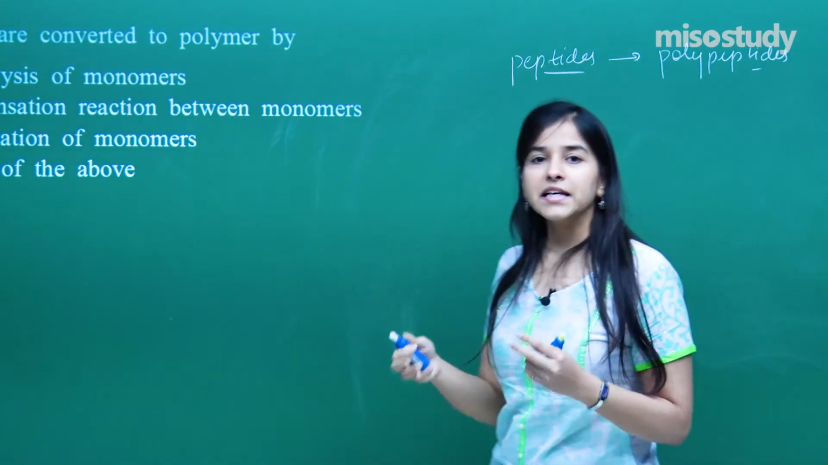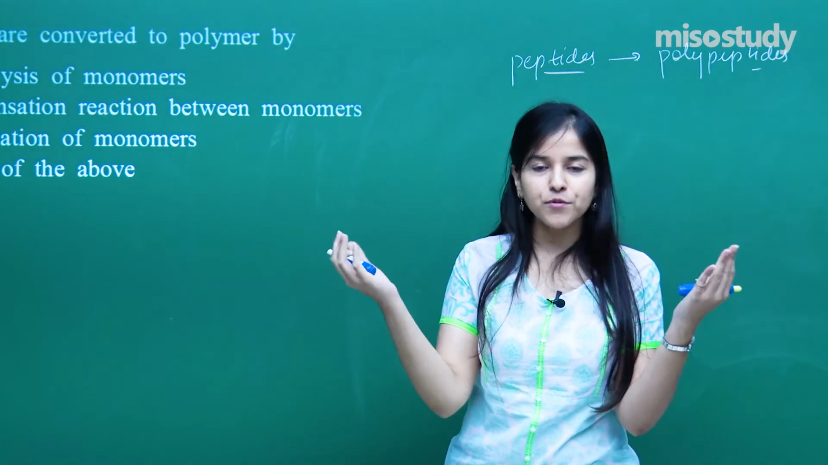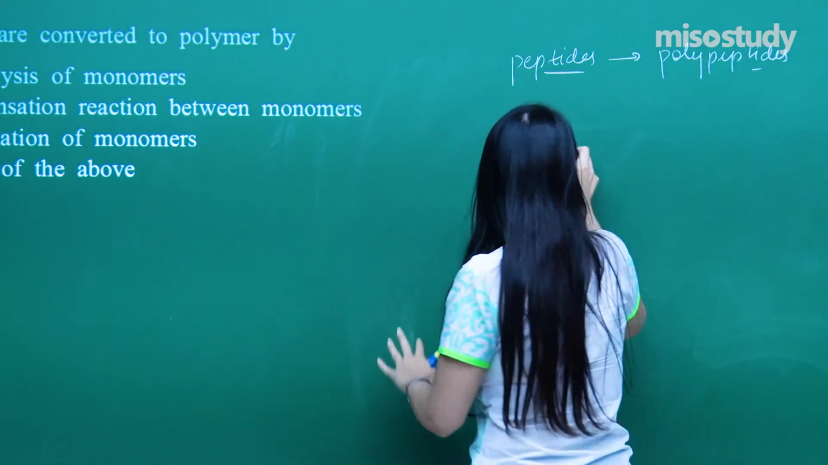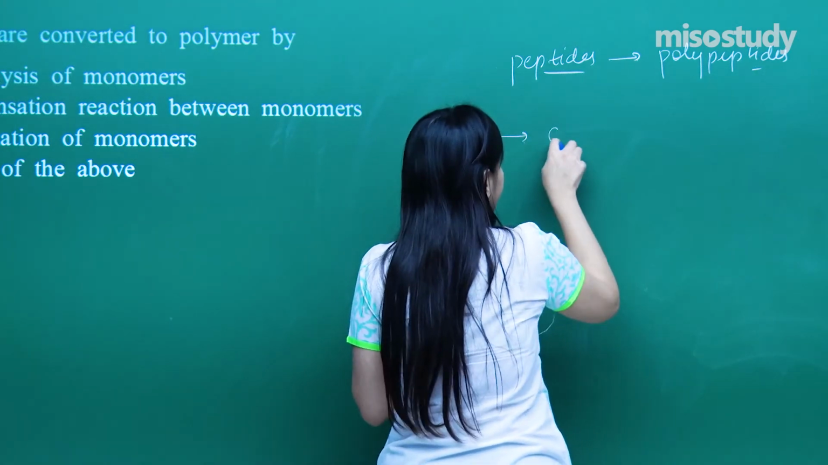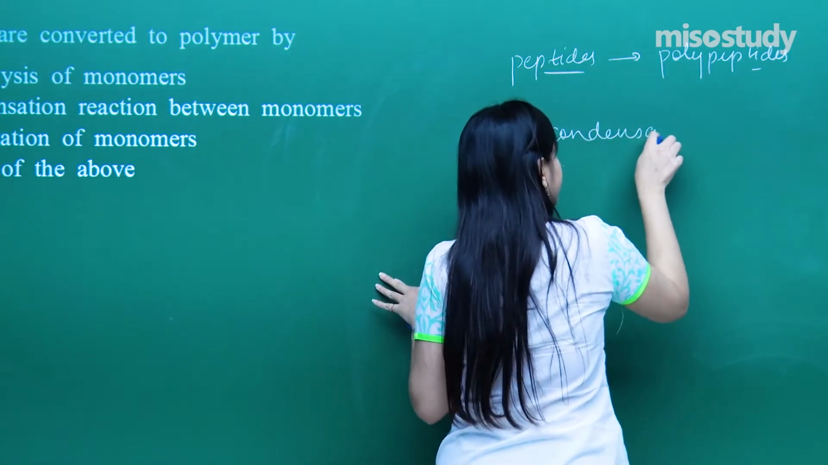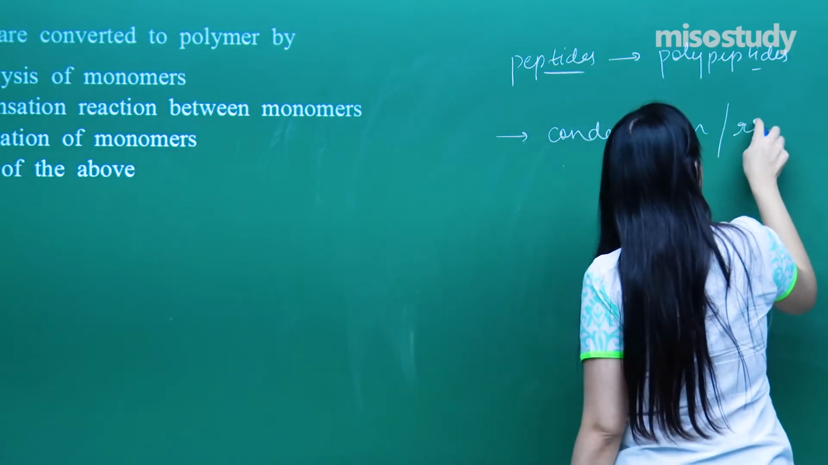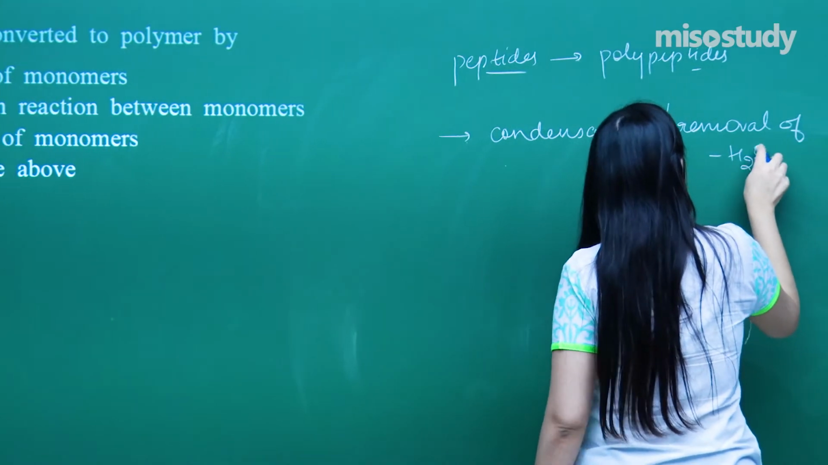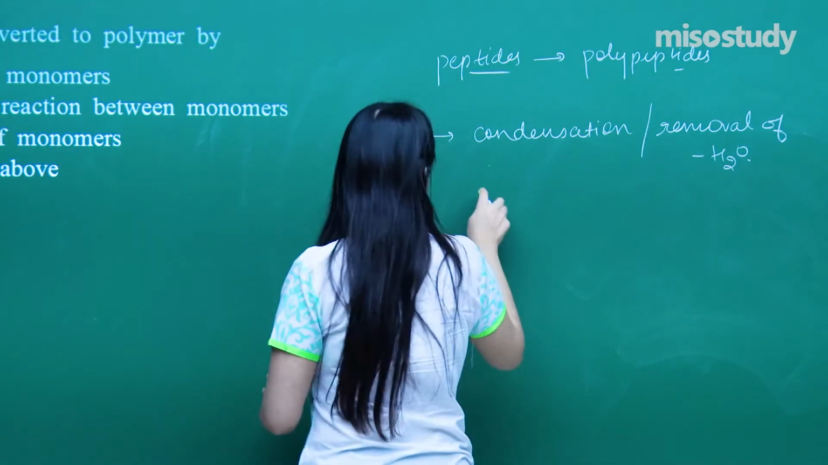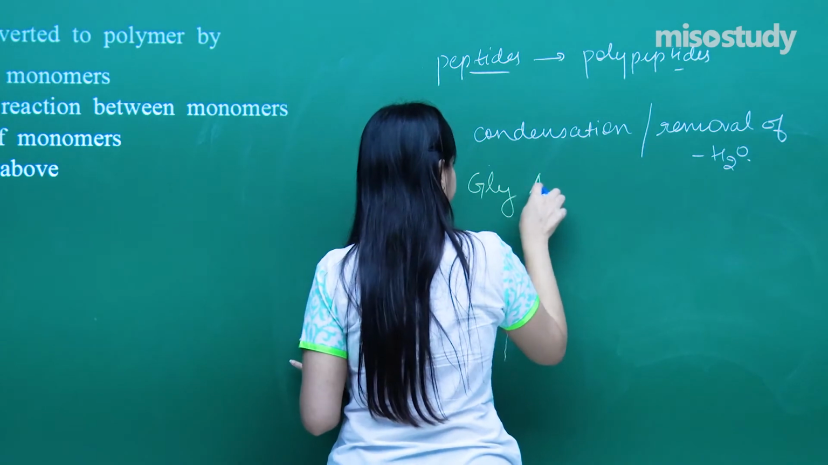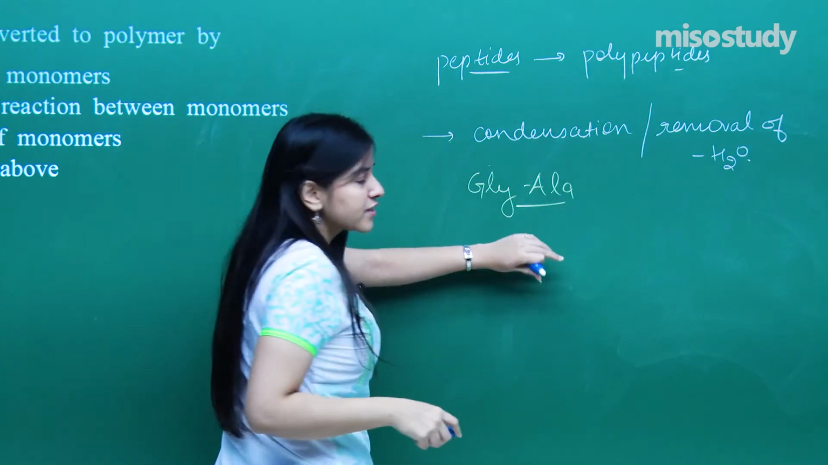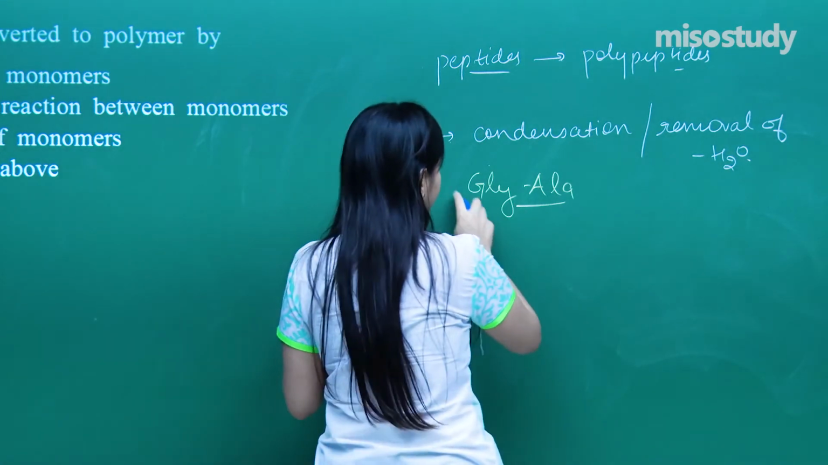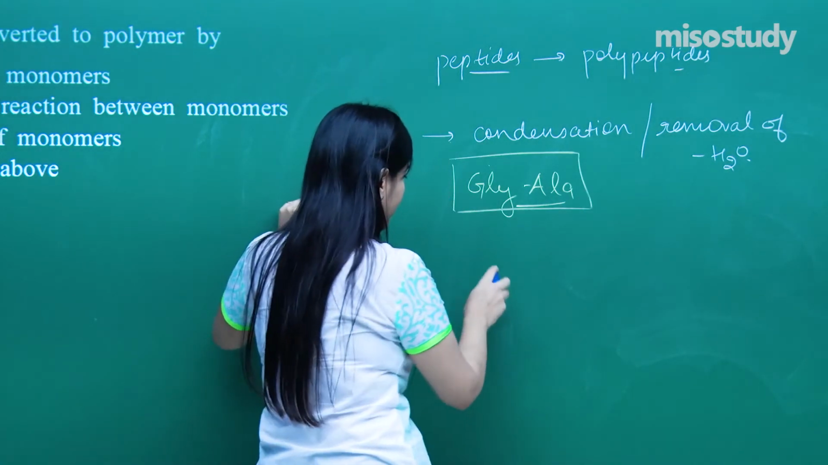So how are these polypeptide chains formed? They are formed when specific amino acids get combined, and how are they combined? They are combined by condensation, or I can say removal of a water molecule. So if I take an example of glyala, how does it form? If I say two amino acids are connected, let us just have glyala first.